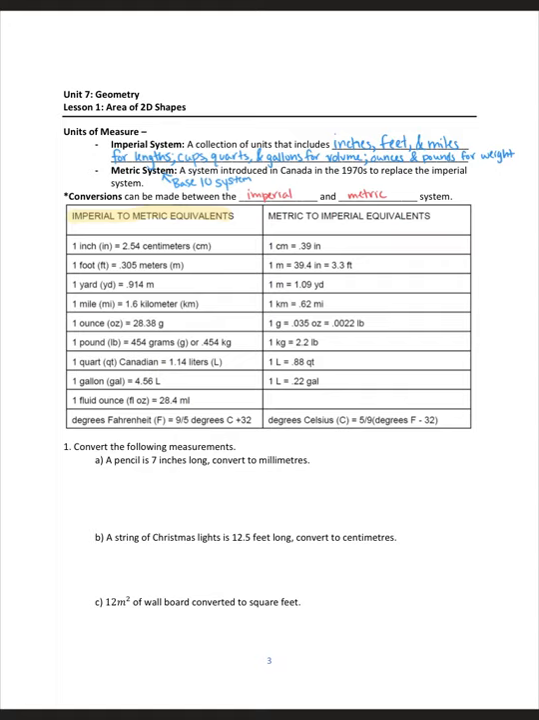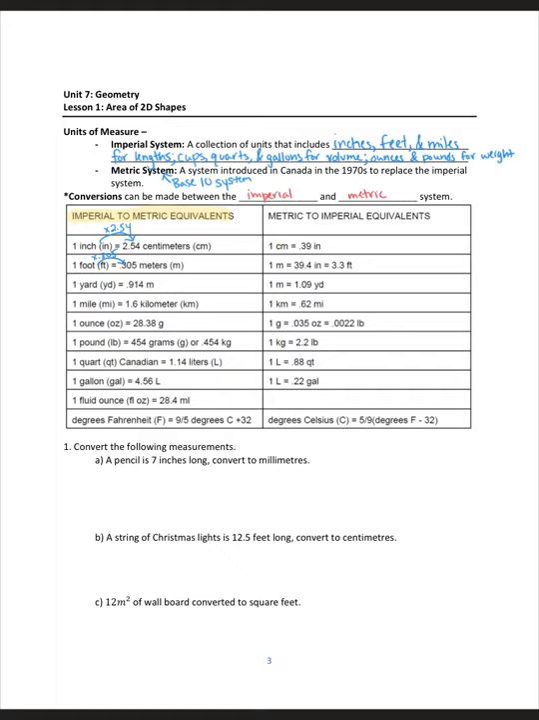All right, and I just want to point out that if we're going from imperial to metric, if we're saying 1 inch equals 2.54 centimeters, that means we're taking our inches and we're multiplying by 2.54. All right, the same is true if you look at all of these. So if we have 1 foot, we're trying to get to meters, we're going to multiply by 0.305.